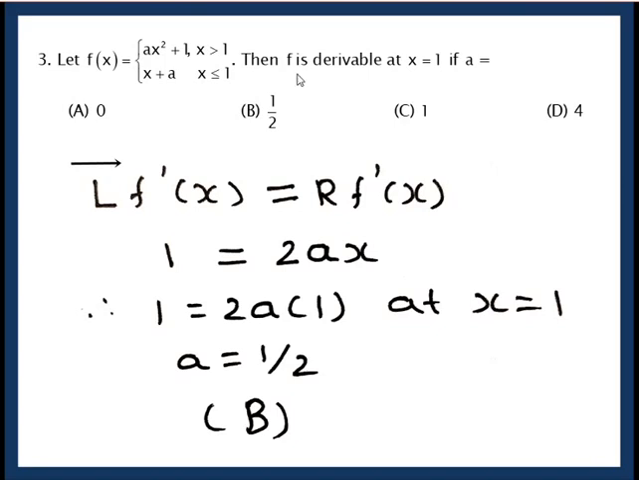Now a function is said to be differentiable if its left hand derivative is the same as right hand derivative. Now it is given to be differentiable, so equate. Now for left hand derivative we consider this function, derivative of x plus a is 1 and that of ax square plus 1 is twice ax. Now at x equal to 1, so put x equal to 1, that gives me a equal to half. So the correct option is B, Bombay.